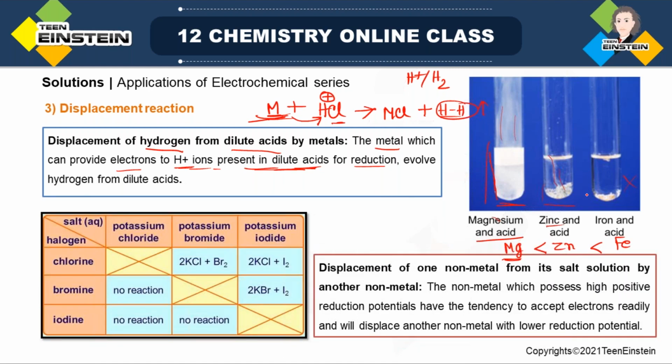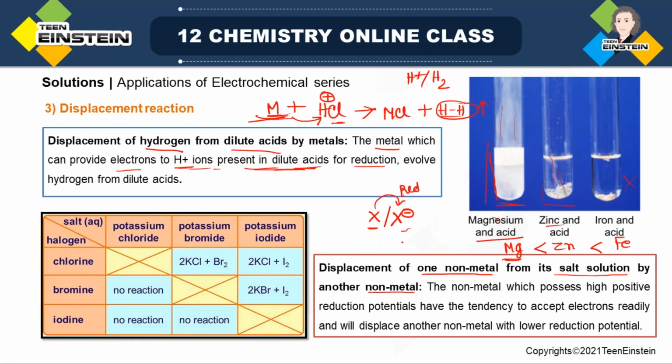Another type of displacement we will see now. This is the displacement of one non-metal from its salt solution by another non-metal. Until now we have talked only about metals, but now we will talk about non-metals. When it is non-metals, obviously a positive oxidation state is not possible. So now we will have a negative oxidation state and 0. Suppose you consider a halogen, it will be 0 or it may be X minus. So this is the 0 state, this is the negative state. That means if X is converted to X minus, it is reduced.